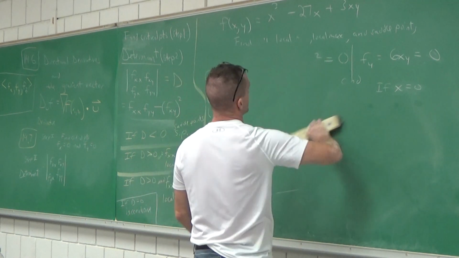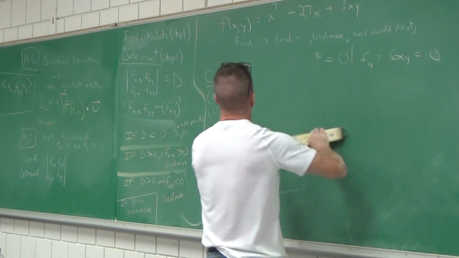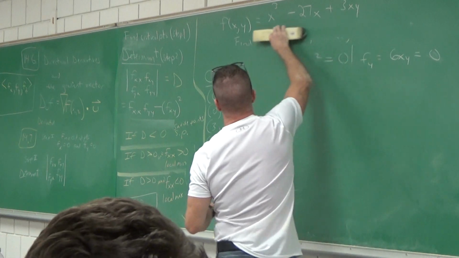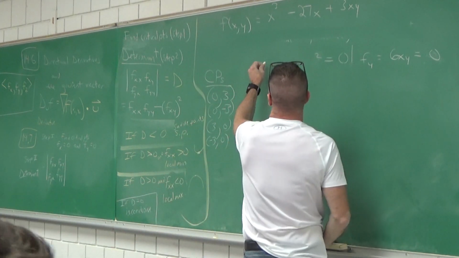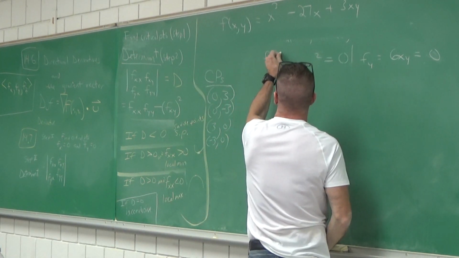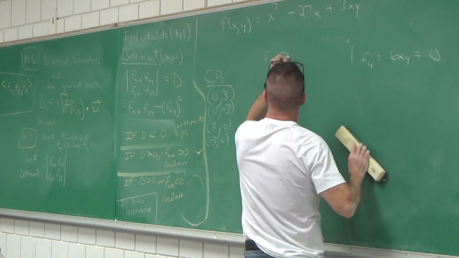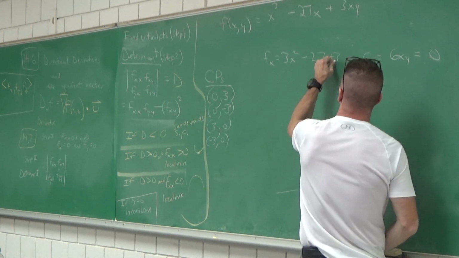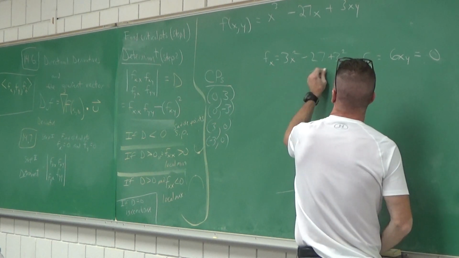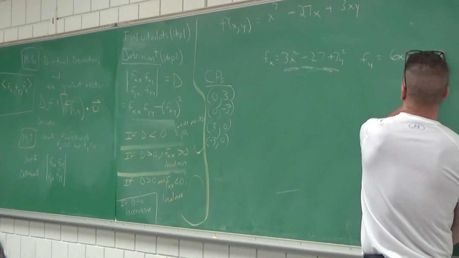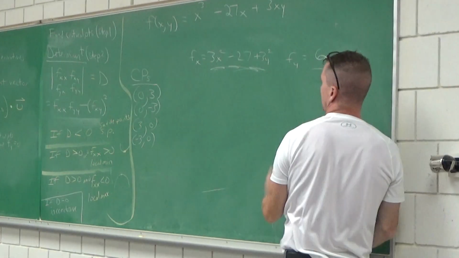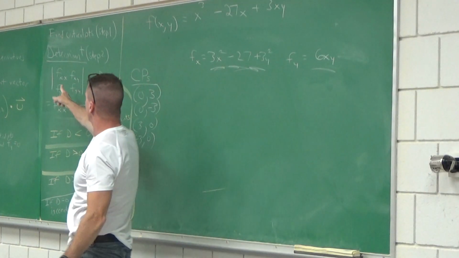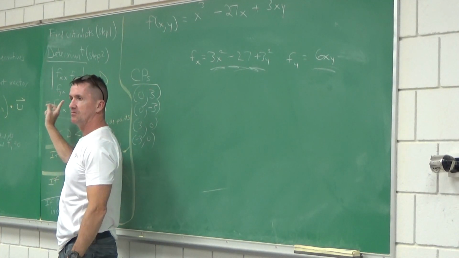Let's go to the determinant. Oh great, I just erased fx. I needed that to get fxx, don't I? What was fx again? x squared minus 27. Is that it? Plus 3y squared. There's fx. And fy is just this, what? I'm going to do this determinant. Look what I need: I need fxx, and I need fxy, and I need fyy.